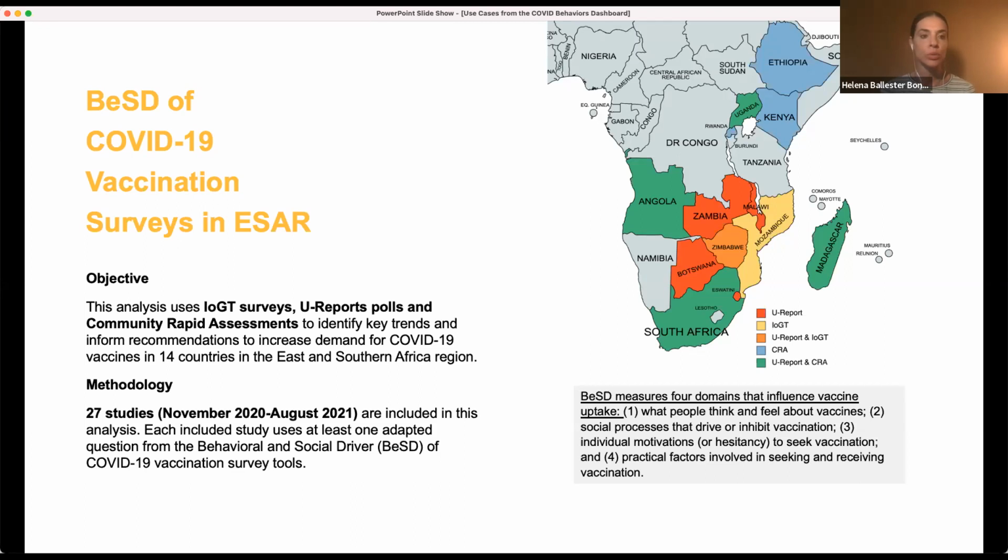So we decided to roll out a tool to measure behavioral and social drivers of vaccination, called the BeSD. And we used several platforms, mainly phone surveys, but also face-to-face. And many of the results, despite informing our programming, were not country representative. So we needed to triangulate the data. Next slide, please.